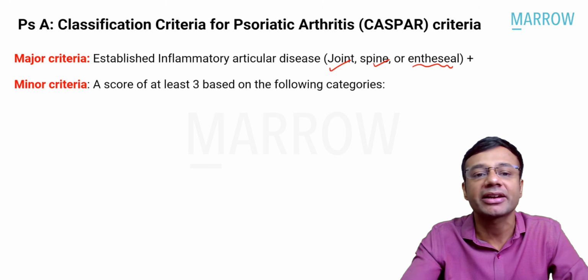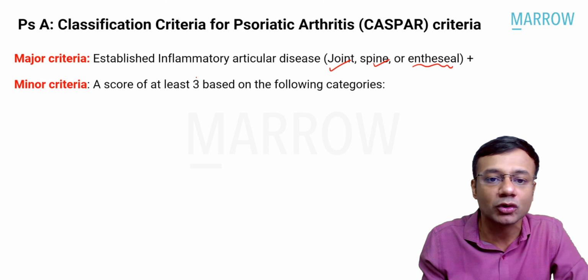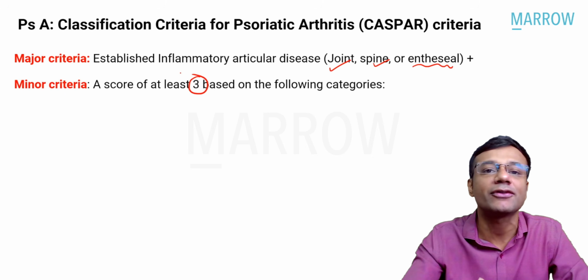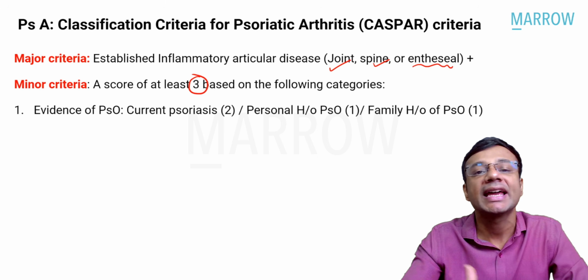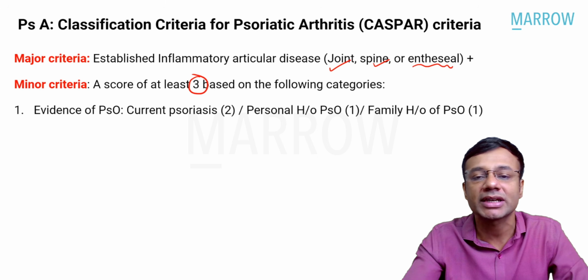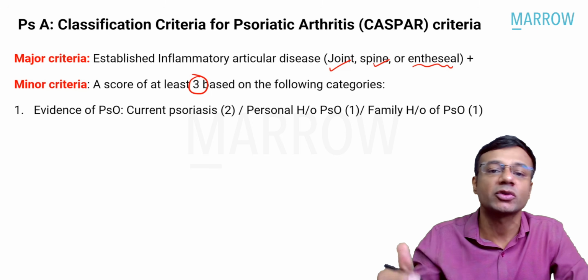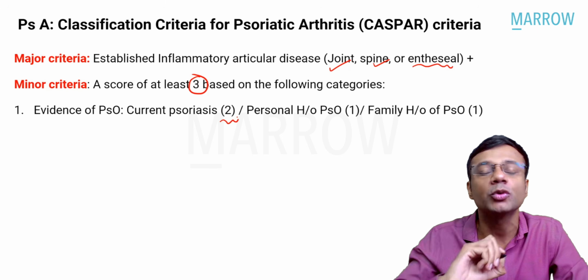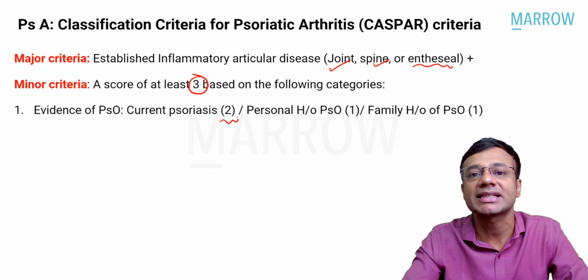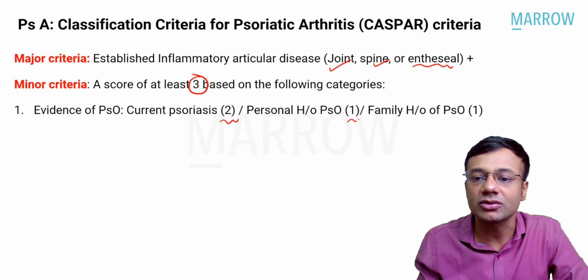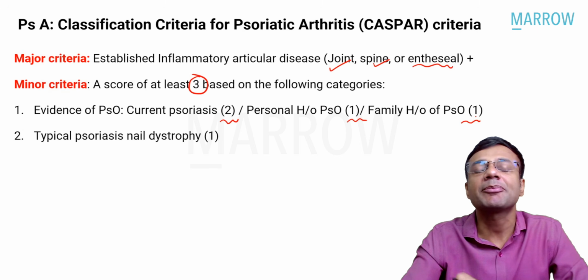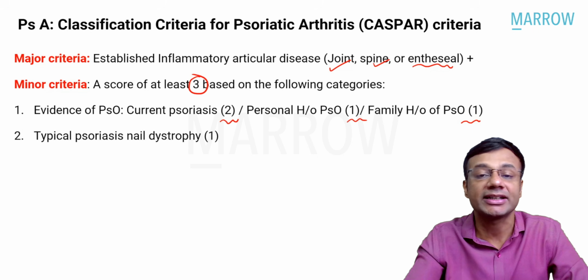Apart from this, as a minor criteria, we have to obtain a score of 3 based on the following categories. So number 1, evidence of psoriasis. So when I say evidence of psoriasis, if a patient currently has psoriasis, we assign a score of 2. If there is a personal history of psoriasis, then it is a score of 1. Family history of psoriasis is also a score of 1. The second point is typical nail psoriatic dystrophy.